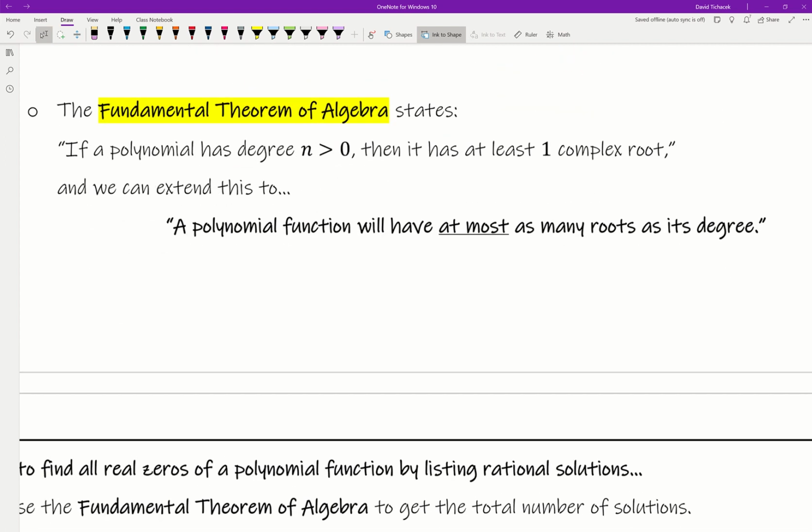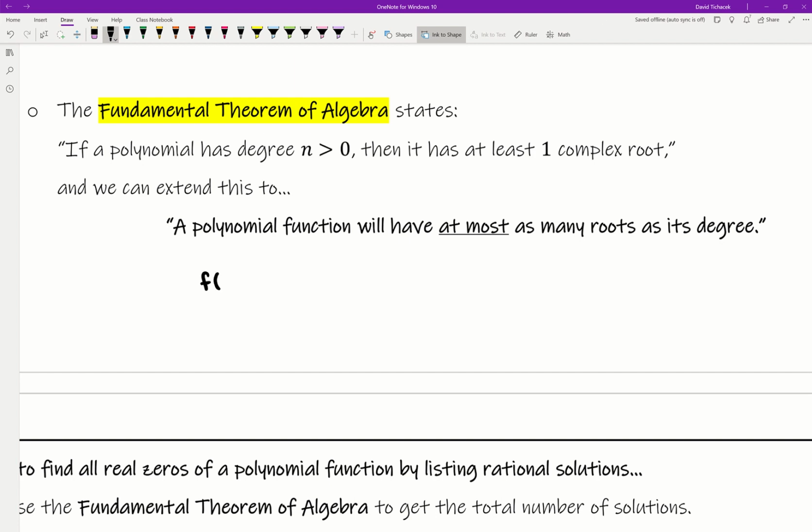This last theorem that I want to take a look at is something called the fundamental theorem of algebra, the statement of which is in the quotation marks there. But what this leads to is what we call in math a corollary. It's a direct consequence of a theorem, okay? And that's going to be this. It says that a polynomial function will have, at most, as many roots as its degree, okay? And so what that means is that you're never going to have a number of roots that is more than the degree of the function, okay?